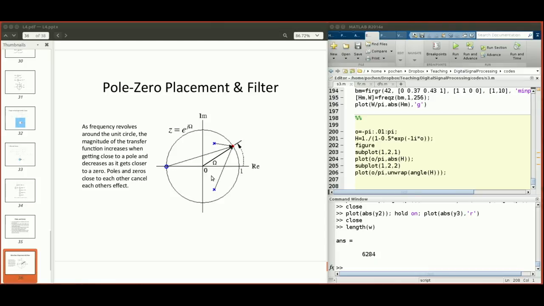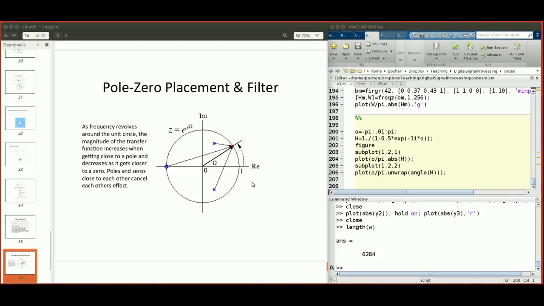Here is a text that's describing the basic idea. As frequency evolves around the unit circle, the magnitude of the transfer function increases when getting close to a pole, and decreases as it gets closer to a zero. Poles and zeros close to each other cancel each other's effect. So if you put poles and zeros next to each other, the effect is going to be canceled out. If you would like to have a stable filter, which is usually the case, the unit circle is contained inside the region of convergence, so it's perfectly valid to rotate along the unit circle. You don't have to worry about the length of z, or about the convergence of the filter for stable filters.